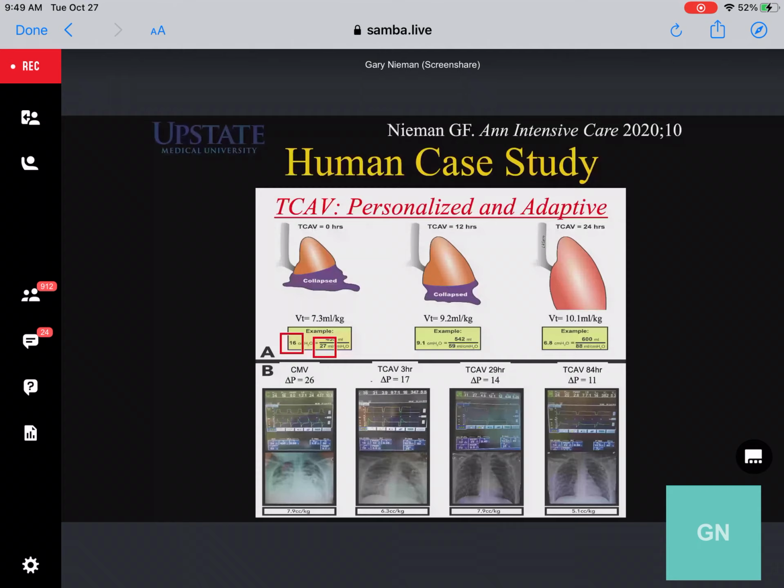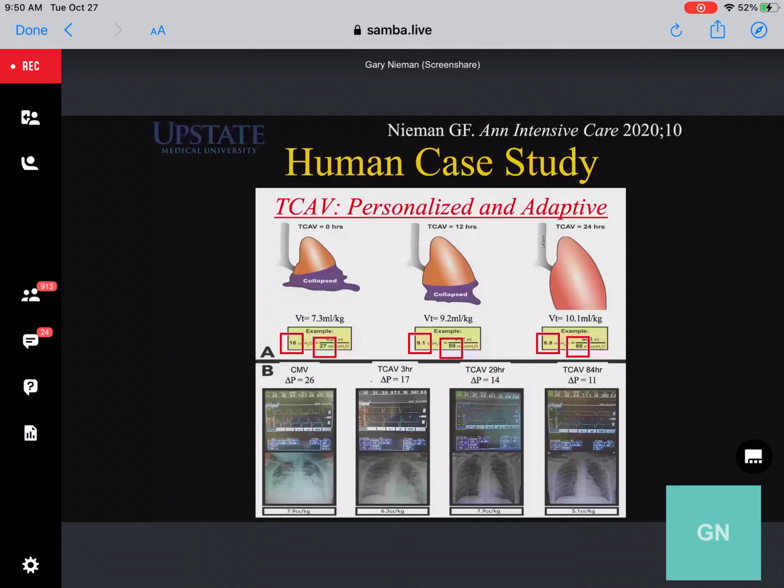Over a 12-hour period, driving pressure went down, even though tidal volume went up. Why? It's because the compliance significantly increased. And at 24 hours, when they got the full lung open, driving pressure is now normal. It's a driving pressure of a normal lung and a compliance of a normal lung. So as you can see, using the TCAV method, your tidal volume, your driving pressure, your respiratory system compliance are utilized in order to customize that breath over time, whether the lung is actually improving or getting worse. In this case, it's constantly improving.